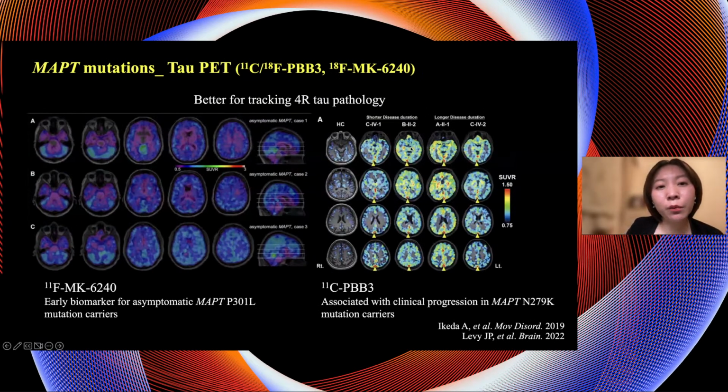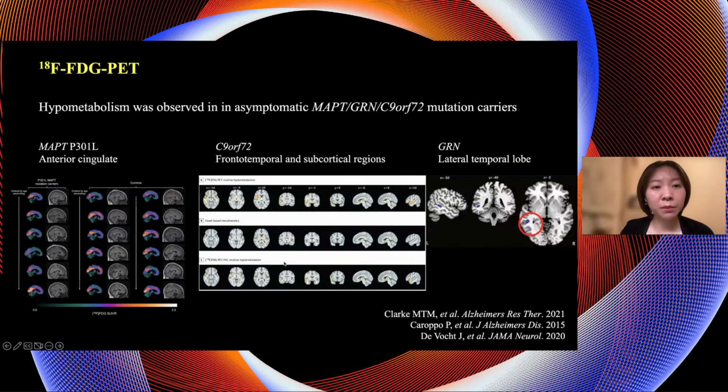More recently, we have two newer tau tracers, MK6240 and PBB3. They are thought to be more specific to a wider range of tau pathology and to decrease the off-target binding. Maybe in the future we can use these tracers in studying our familial FTLD patients. And FDG PET showed hypometabolism in the asymptomatic mutation carriers. We can see the different patterns here.